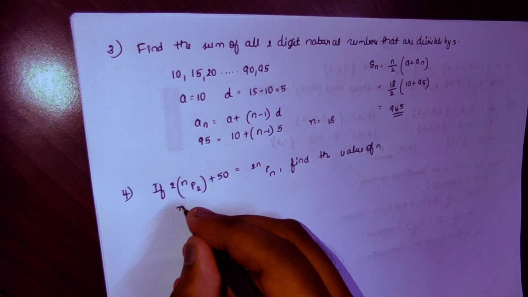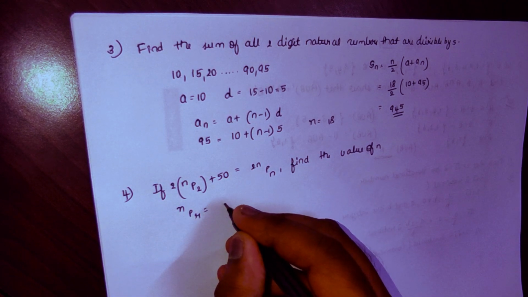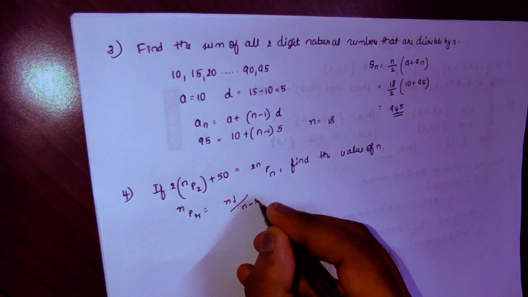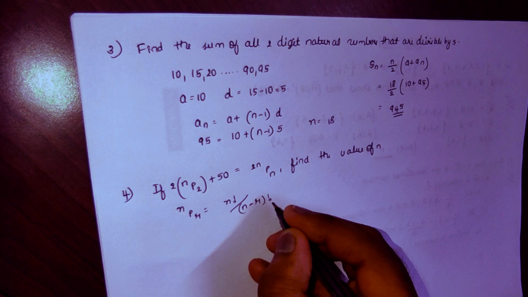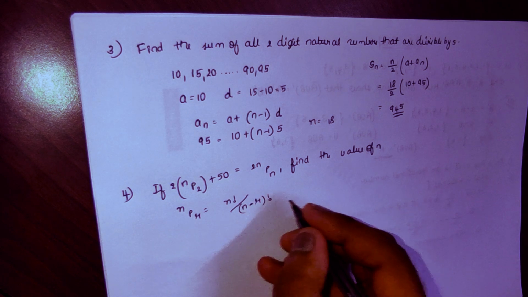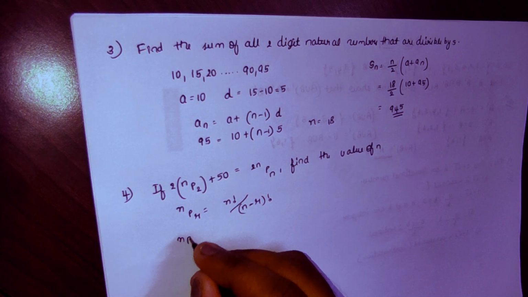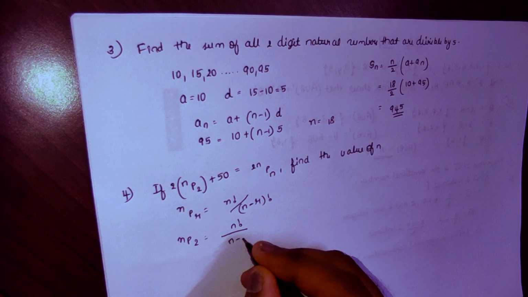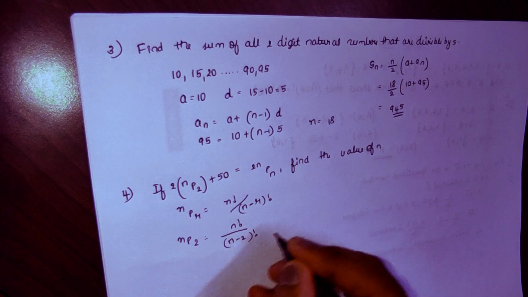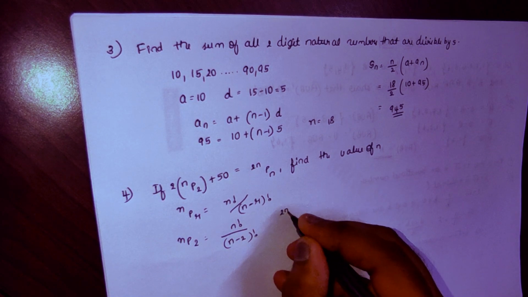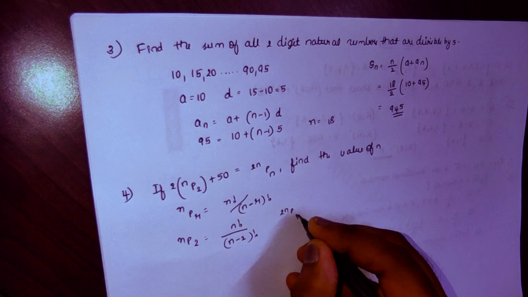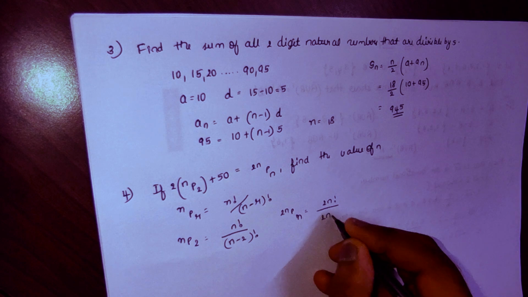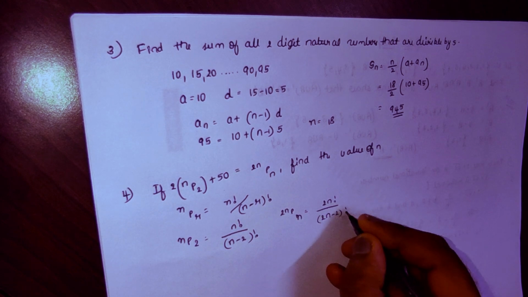We know the formula for nPr, that is equal to n factorial divided by (n minus r) whole factorial. So we will find nP2. nP2 is n factorial divided by (n minus 2) whole factorial. 2nP2 is equal to (2n) factorial divided by (2n minus 2) whole factorial.